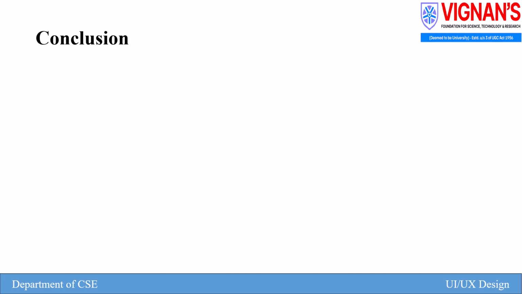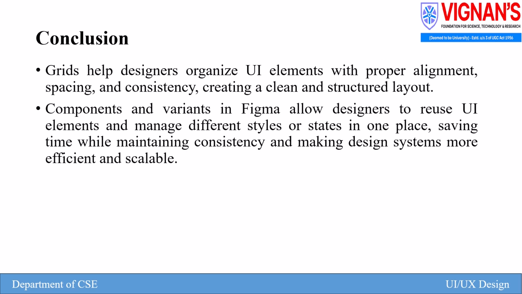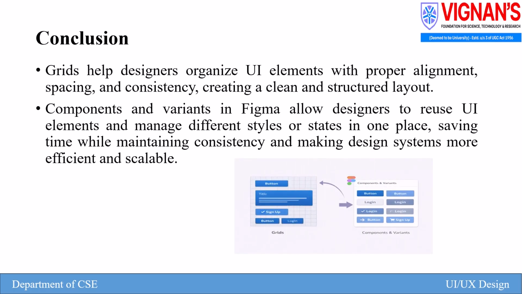Conclusion: grids help designers organize UI elements with proper alignment, spacing, and consistency, creating a clean and structured layout. Components and variants in Figma allow designers to reuse UI elements and manage different styles or states in one place, saving time while maintaining consistency and making design systems more efficient and scalable.